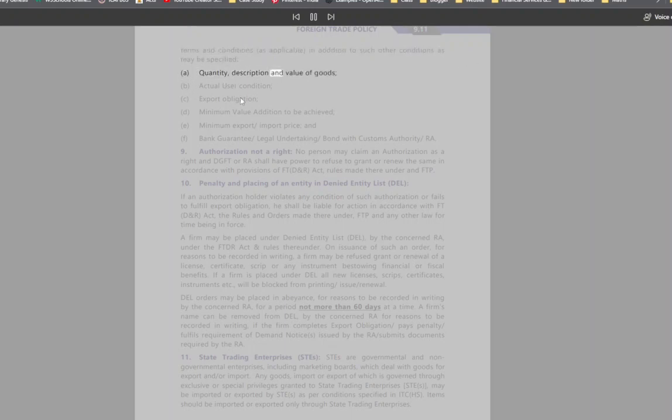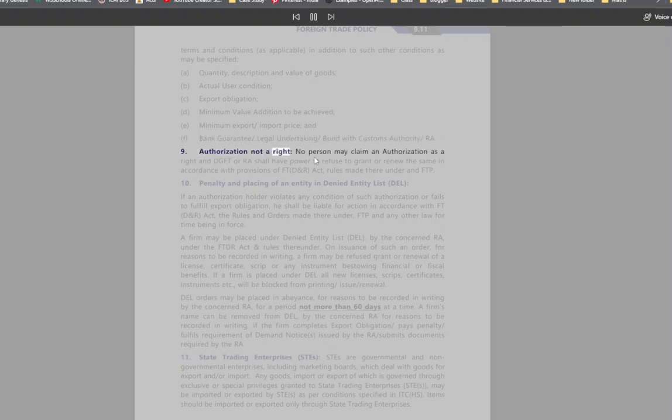A. Quantity, description, and value of goods. B. Actual user condition. C. Export obligation. D. Minimum value addition to be achieved. E. Minimum export/import price, and F. Bank guarantee/legal undertaking/bond with customs authority/RA.